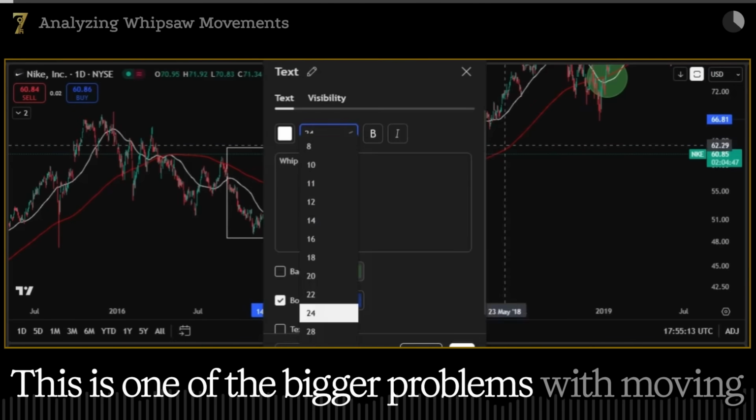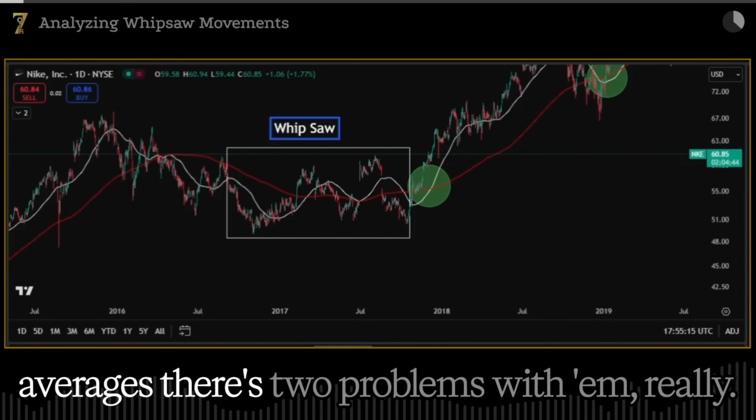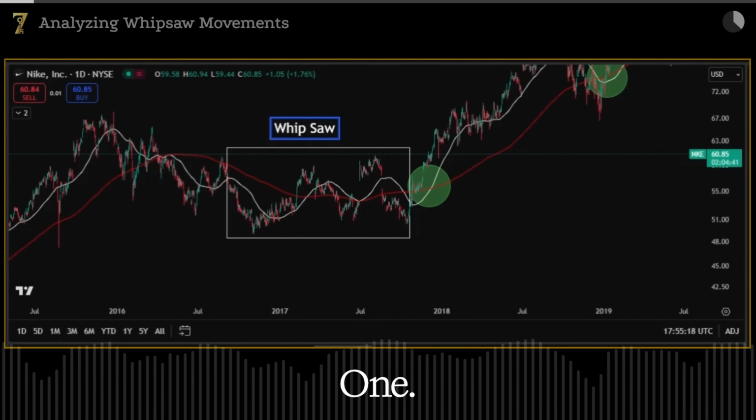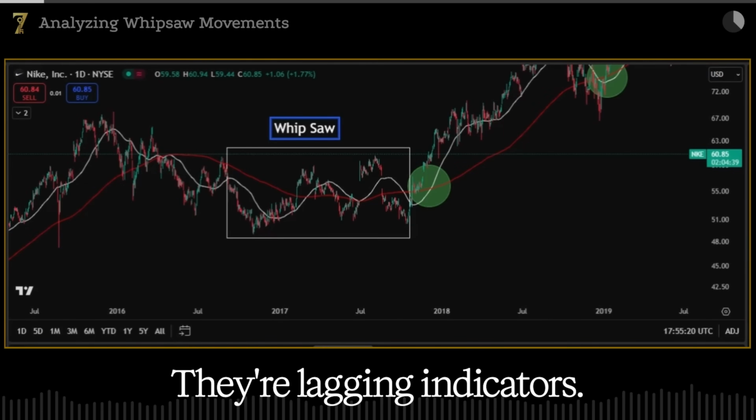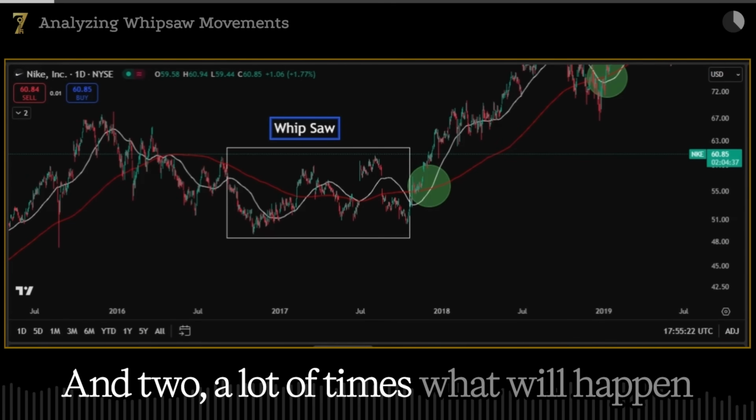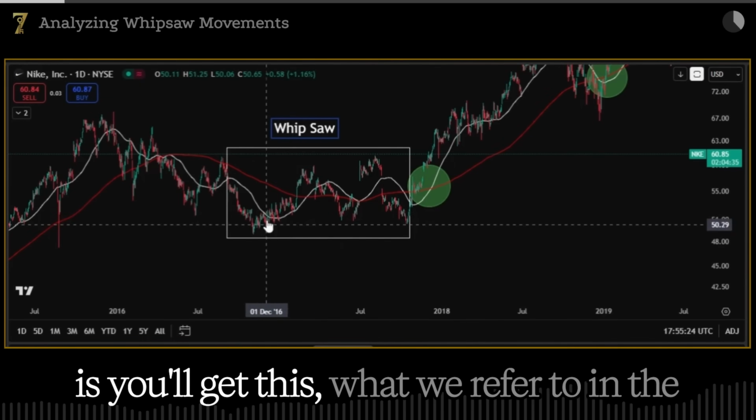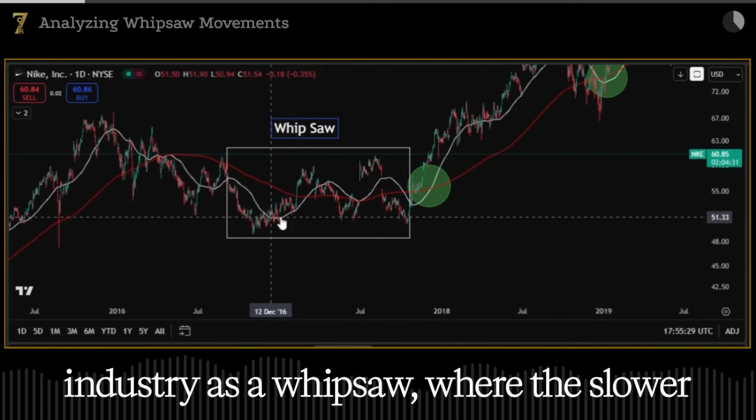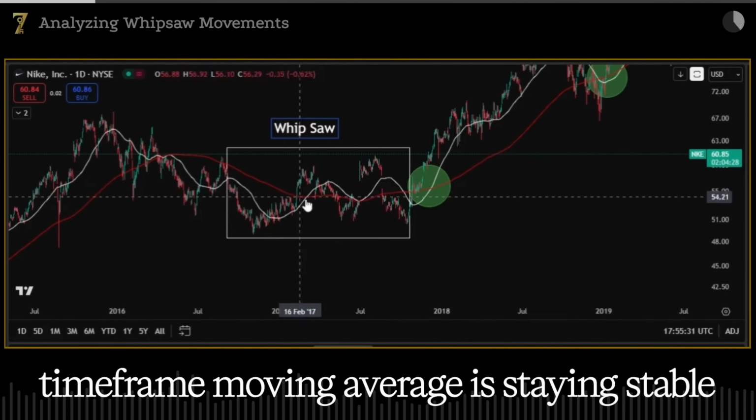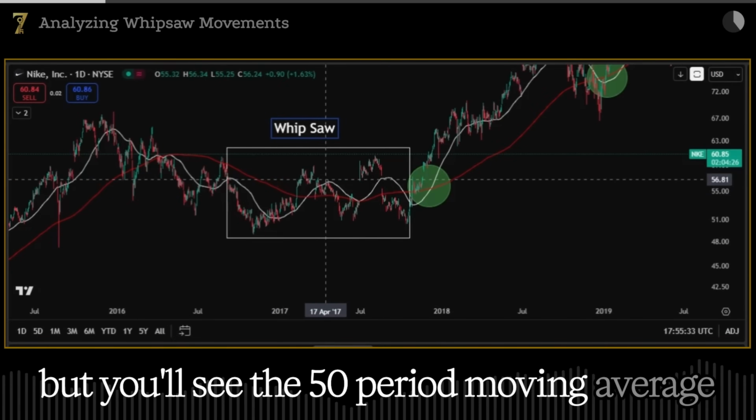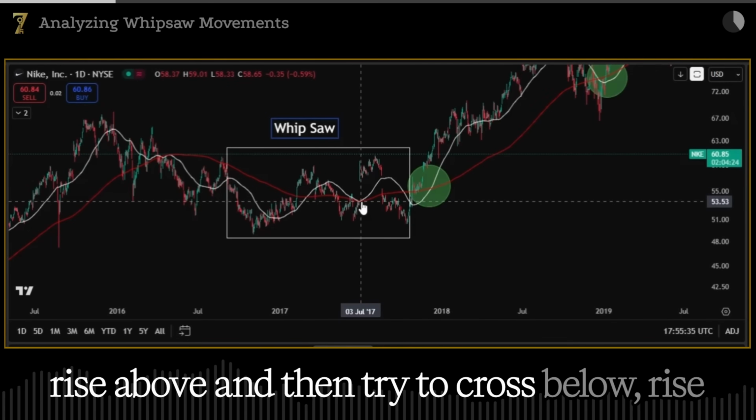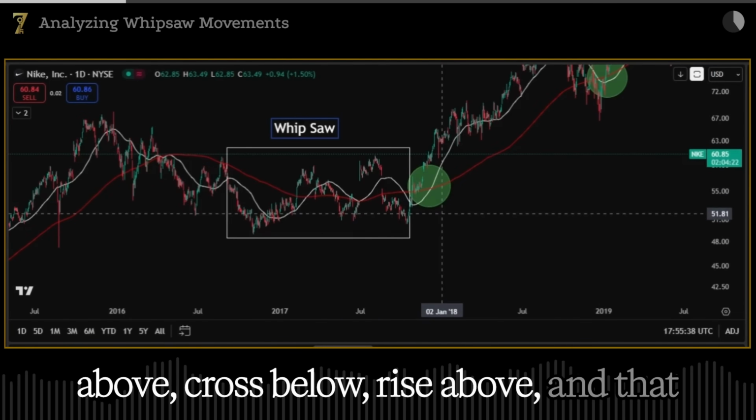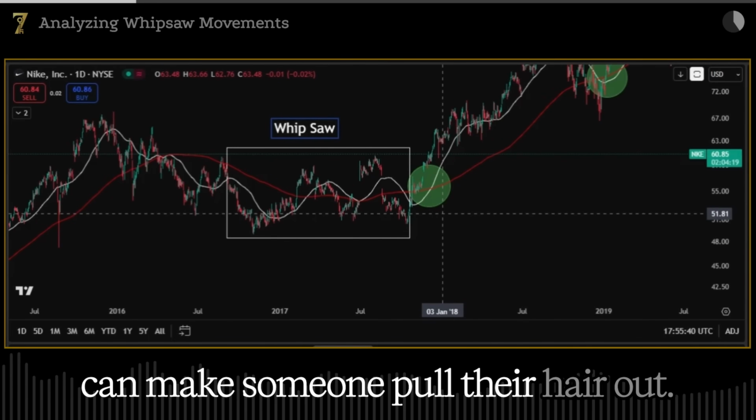This is one of the bigger problems with moving averages. There's two problems with them, really. One, they're lagging indicators, and two, a lot of times what will happen is you'll get this, what we refer to in the industry as a whipsaw, where the slower time frame moving average is staying stable, but you'll see the 50 period moving average rise above and then try to cross below, rise above, cross below, rise above, and that can make someone pull their hair out.